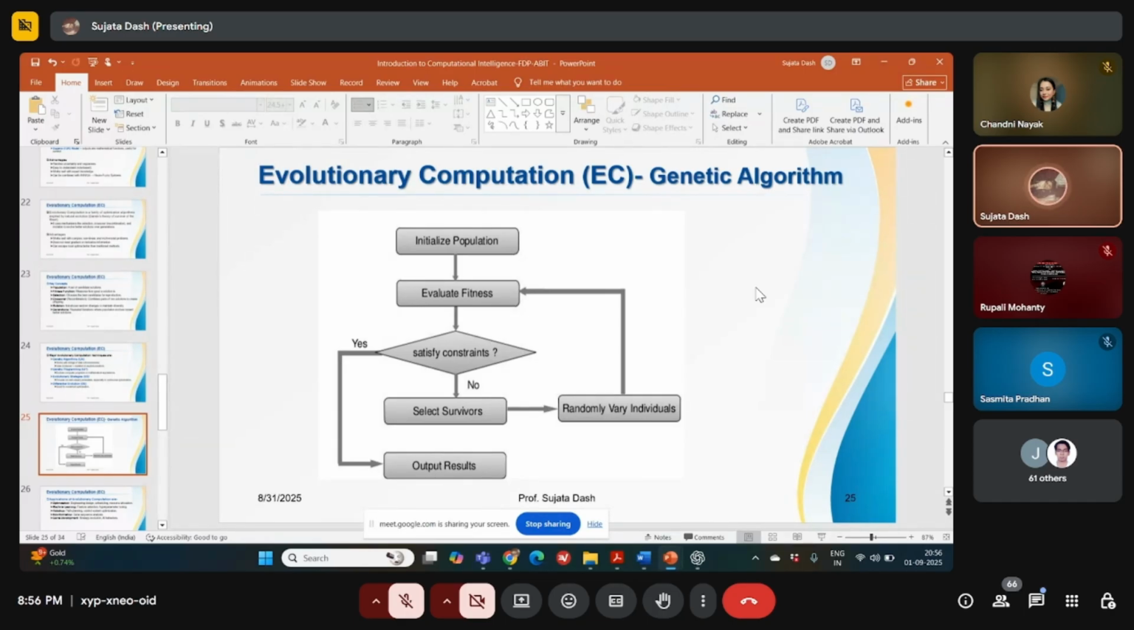And then the final step is output results. Once the stopping condition is satisfied, the algorithm outputs the best solution found. So the GA algorithm starts with random guesses, evaluates those guesses, and through repeated selection, crossover, and mutation, it evolves increasingly better solutions until it finds an optimal or near optimal solution.